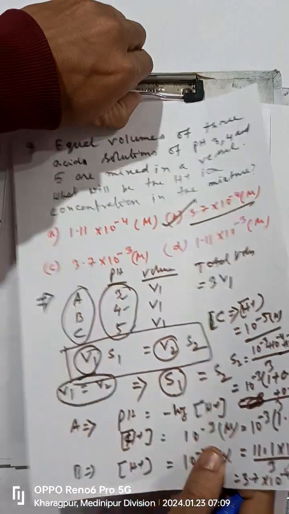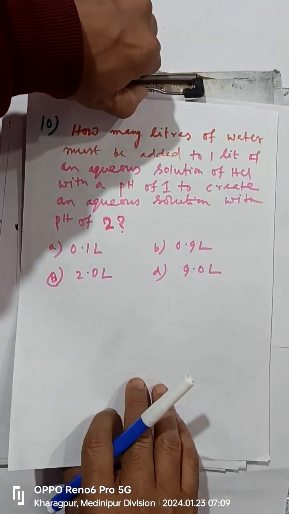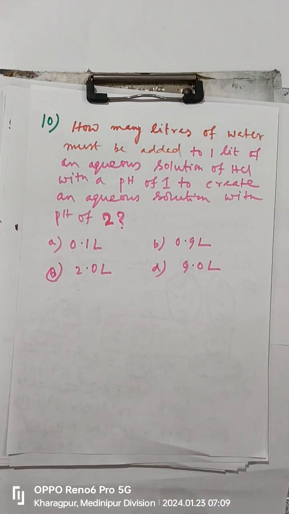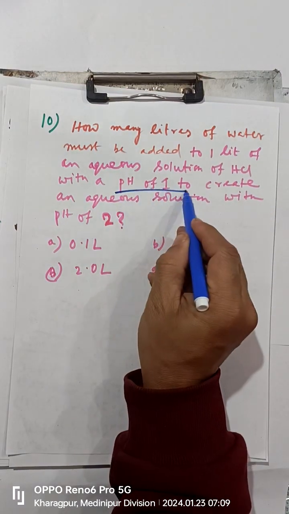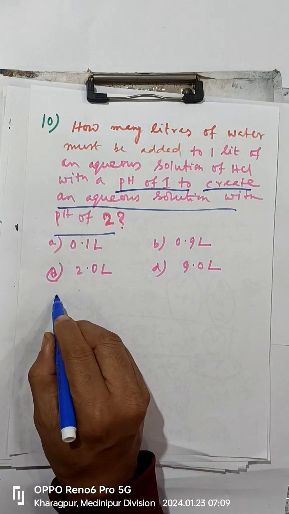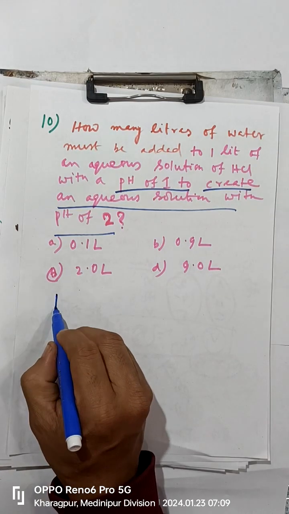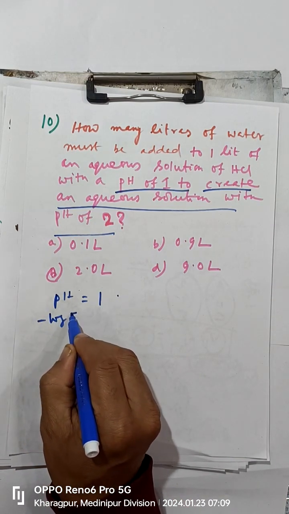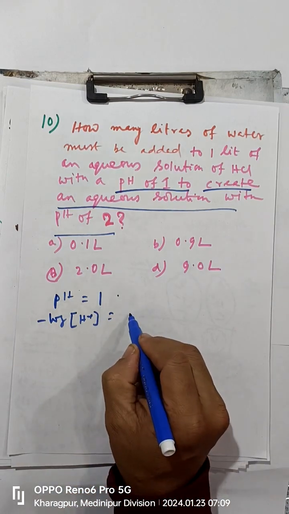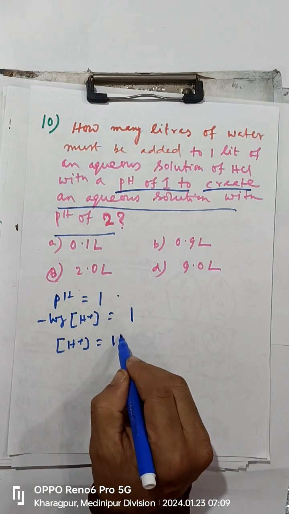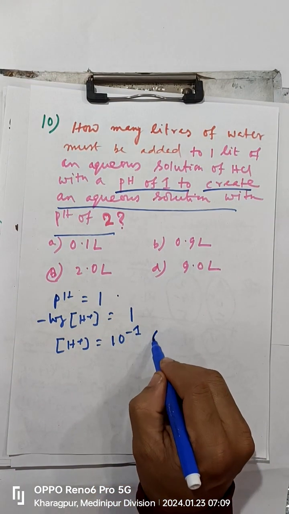Now we are moving to question number 10, which is the last question of today's class. How many liters of water must be added to 1 liter of aqueous solution of HCl with a pH of 1 to create an aqueous solution with pH equal to 2? So initially, we have a solution whose pH is equal to 1. So, you know, pH is equal to minus log of concentration of H plus, which is equal to 1. So concentration of H plus is equal to 10 to the power minus 1 molar.